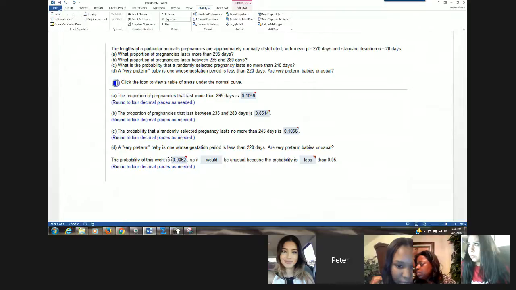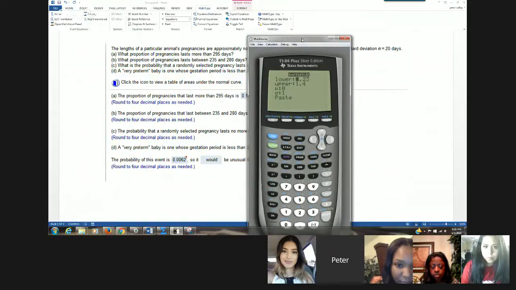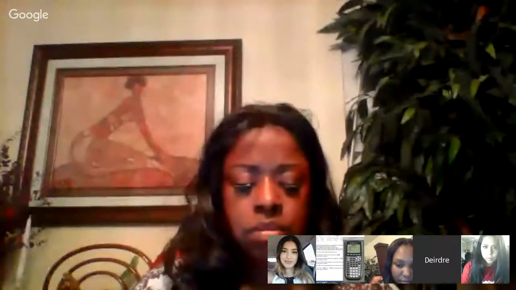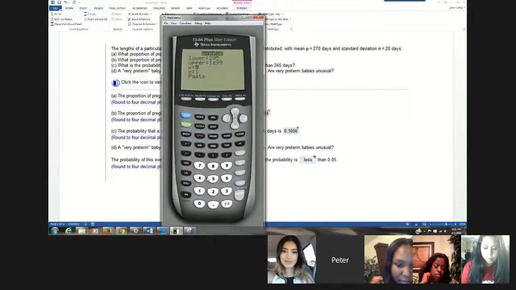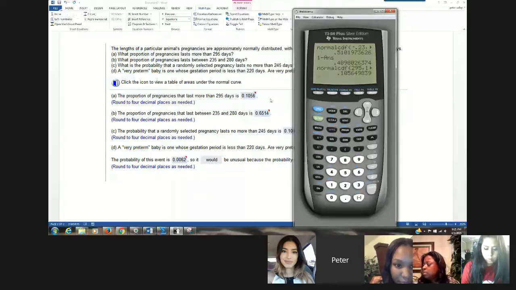Okay, that's a norm CDF again. This time it's not z-scores. They actually give me different parameters to type in. So read this question. They want more than 295, so I'm going to go 295 on the lower end, and on the upper end, my upper bound is going to be infinity. The way this calculator reads infinity, it's 1e99, and then I'll put in the mean and standard deviation of what they told me, so 270 and 20, and then I'll hit enter, and there you go. So 0.1056, which is what they got.